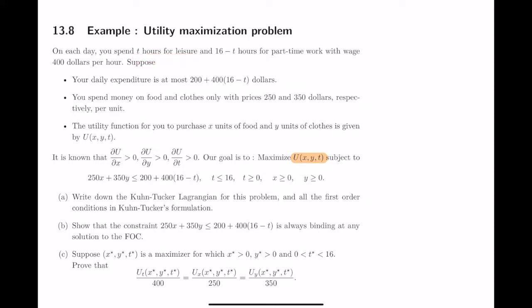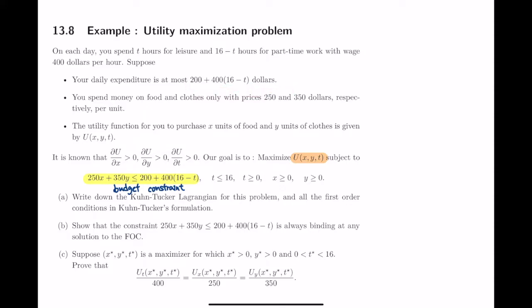The first constraint is what we call the budget constraint. Okay? Budget constraint. Because food and clothes cost money, and each of them costs $250 and $350 respectively. So the total cost is given by 250x plus 350y, and each day, according to the question, you only have a budget of 200 plus 400 times (16 minus t) dollars.